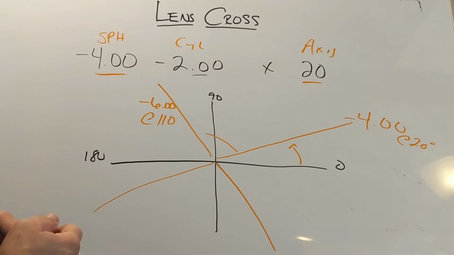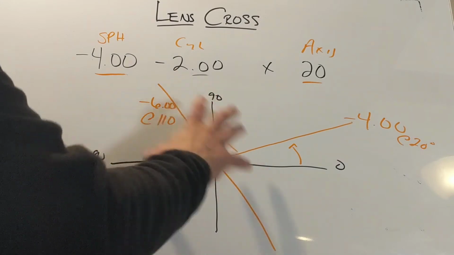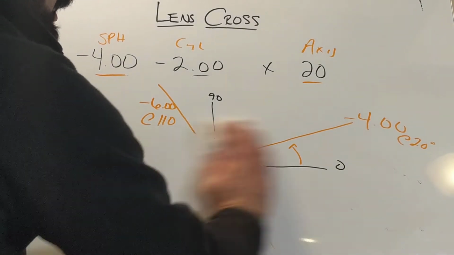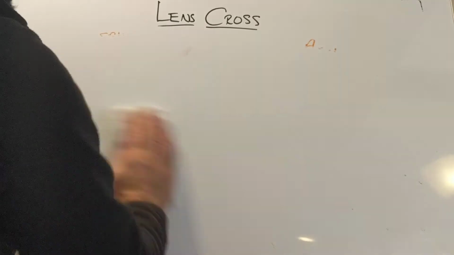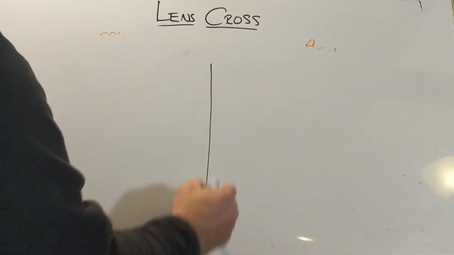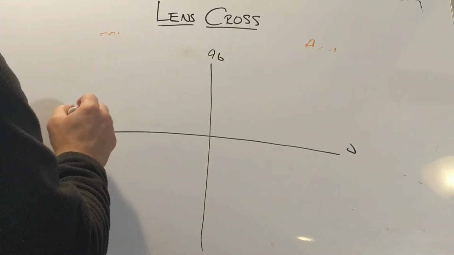If I had an astigmatic lens on a toric cornea, the lens powers need to physically orient just like this for that patient to see well. So every time you do a lens cross, please, please, please draw it out in such a manner that it starts like this every time, all the time. So remember, your lens cross should always start like this, 0, 90, 180.